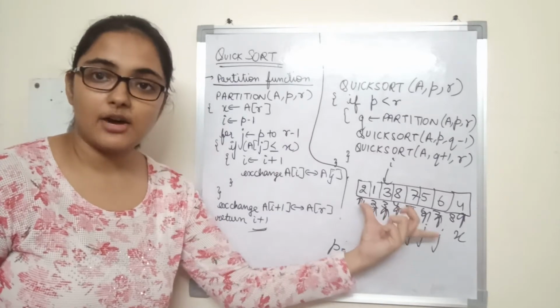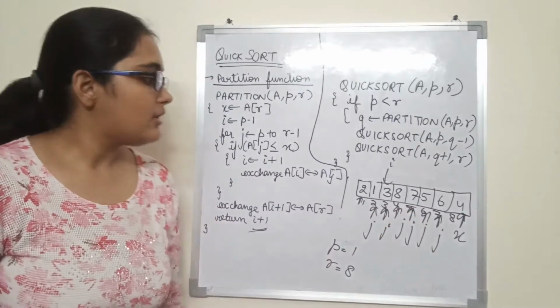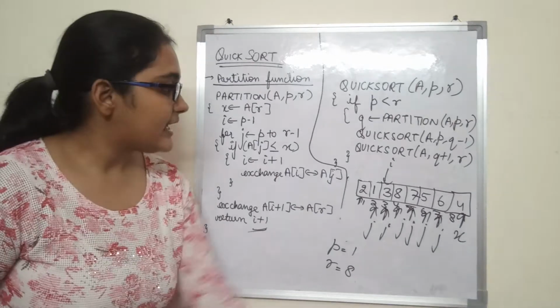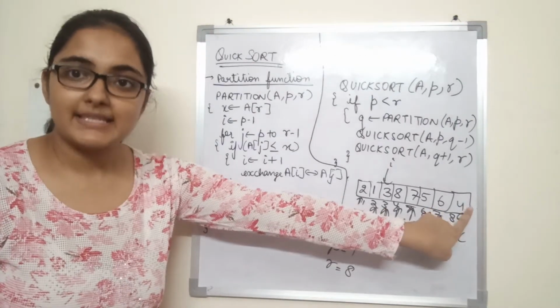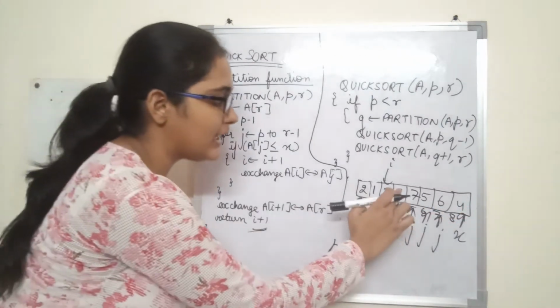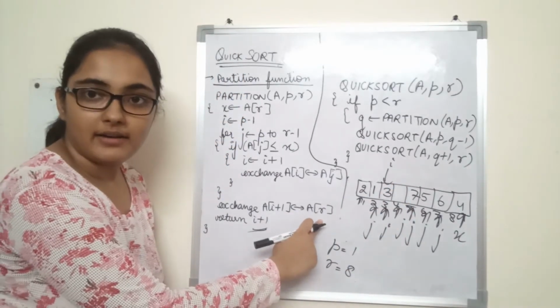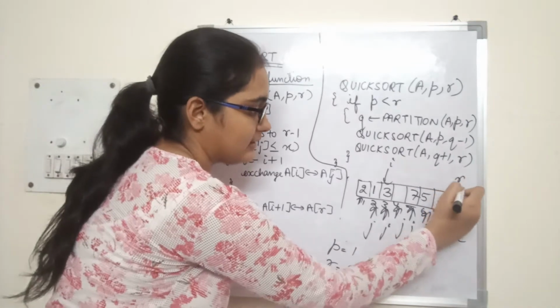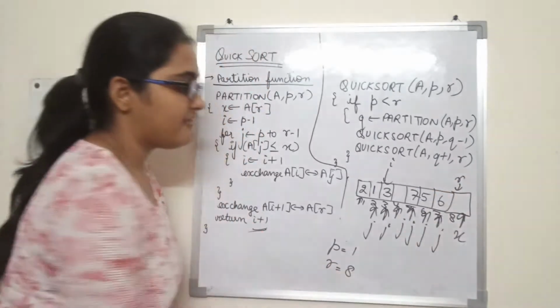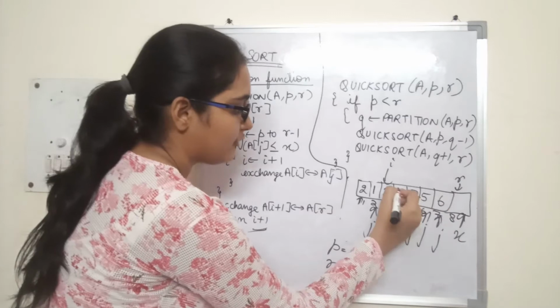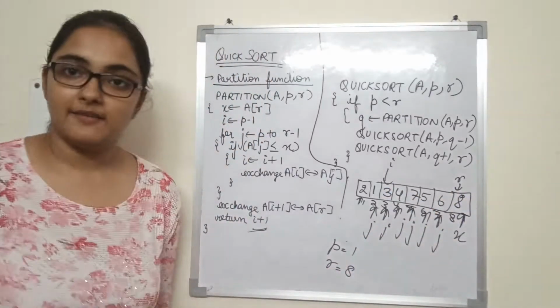Now the loop ends here, right? So now what is the correct position of 4? Where should it be placed? At i plus 1. So what is i plus 1? Here. So now exchange A of i plus 1 with A of r, right? So r is here. So exchange A of i plus 1 with A of r. So 4 will come here, 8 will go there, right?